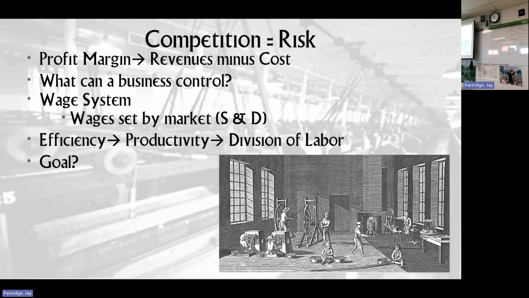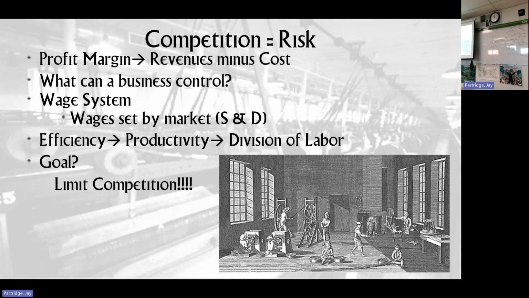Competition is risk. It's a lot of money. If you're going to make pins, your competitors are trying to make the same thing too. Your goal is what? What is the best way to make money? You make the best pins, though. You make more. That might cost more. Make more. But someone's got to buy them.